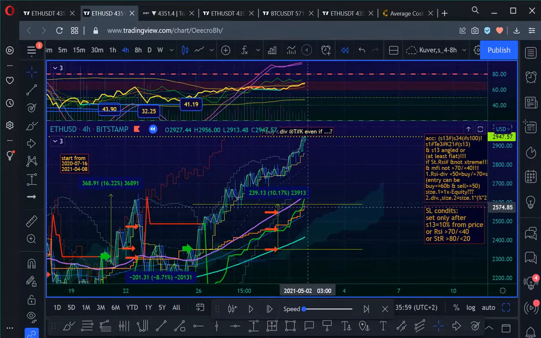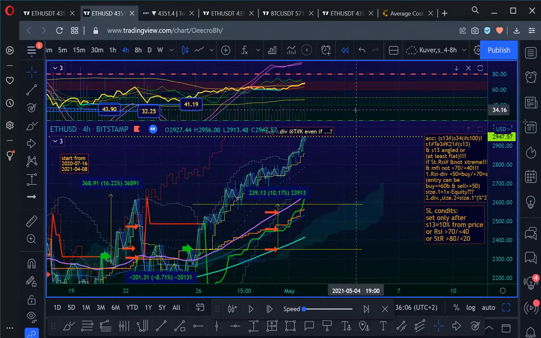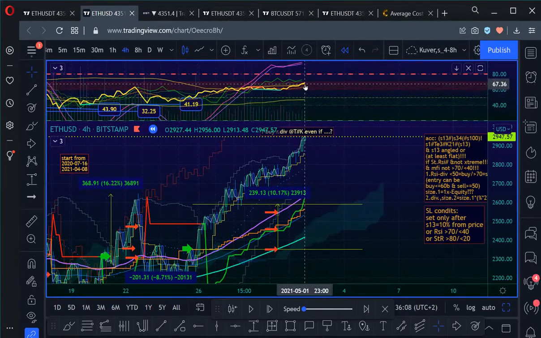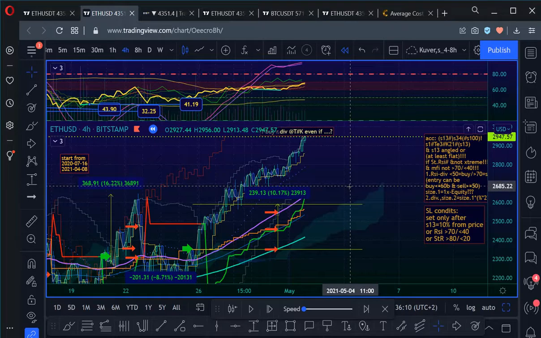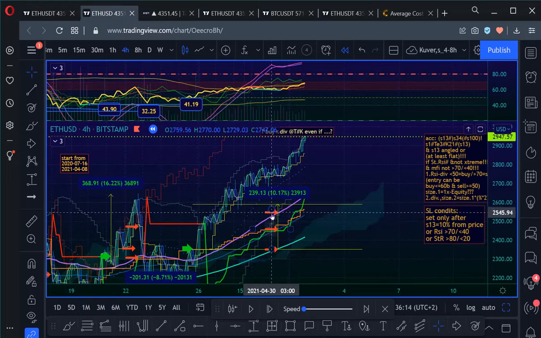So you see, again, now we have the S13 and the super trend also above the 10%, and the RSI is nearing the 70 range break too. So of course we move the stops up, you know. We move the stops up.